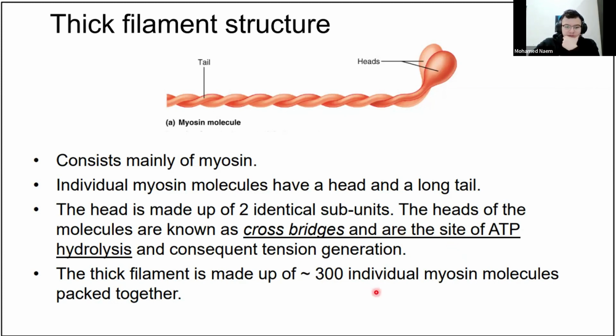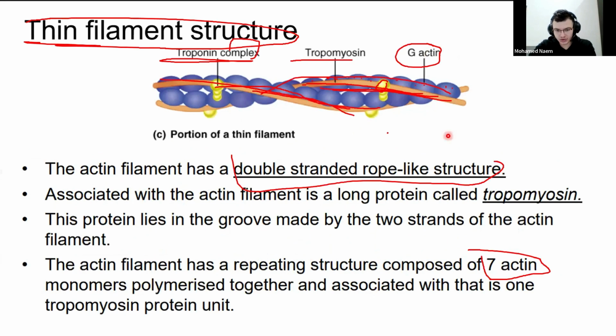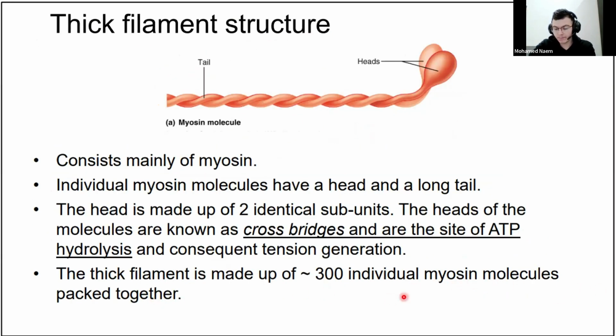The last thing in this slide is telling you that the thick filament is made of about 300 individual myosin molecules packed together. You see how 300 myosin molecules. Remember, in the thick filament, we said we only have two strands, not two actin, we have two strands. Here, it's saying that we have 300 myosin molecules. So I think you need to know these numbers. I don't know why, but they ask about it. I think we got this in our midterm, so yeah, you need to know about it.